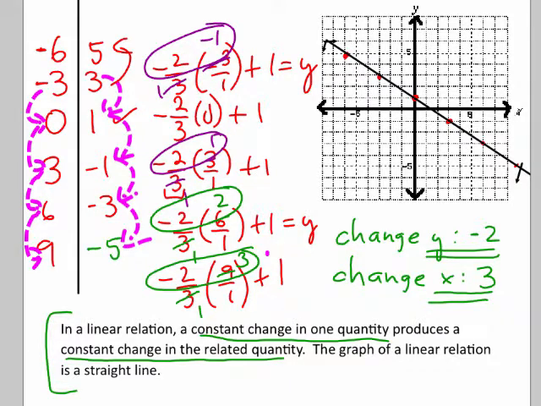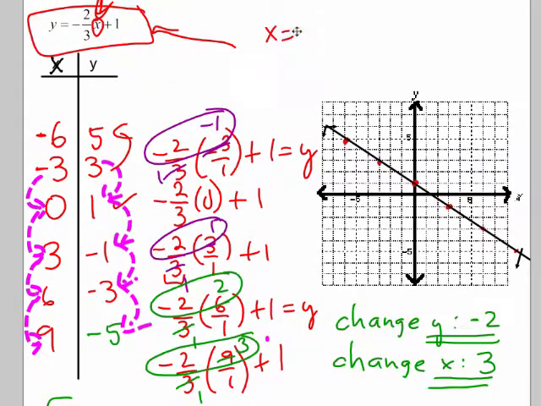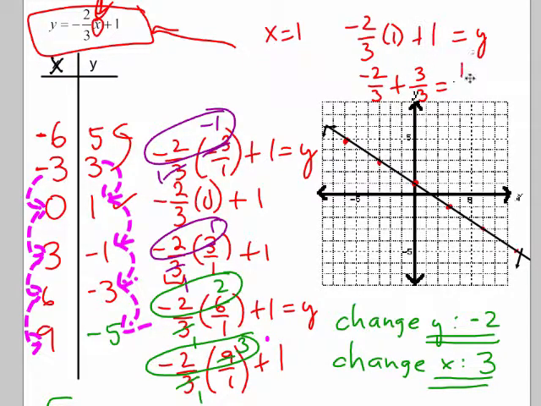If I had chosen, for example, remember how I avoided choosing x equals 1 for my table. If I had chosen x equals 1, let me just substitute it in over here, -2/3 times 1 plus 1 to get y. That would have been -2/3 plus 1, and 1 is 3/3. That would have given me a y value of 1/3. And so the point (1, 1/3), which is right here, you'll notice that it's part of my line. So my table gives me a sampling of the points that satisfy the relation, that are part of the relation.